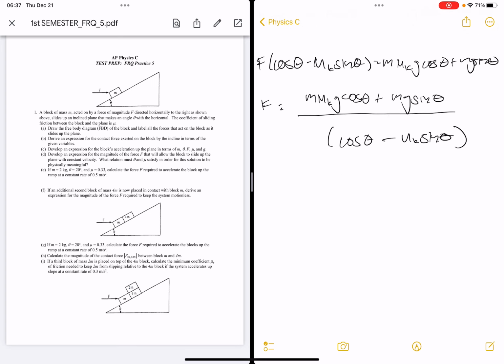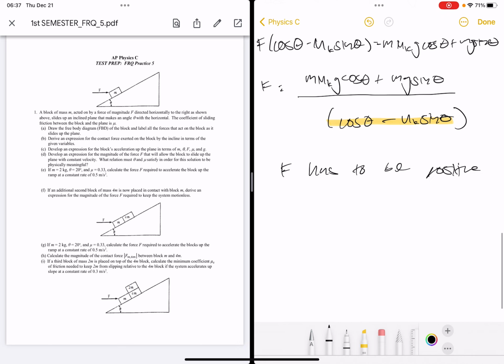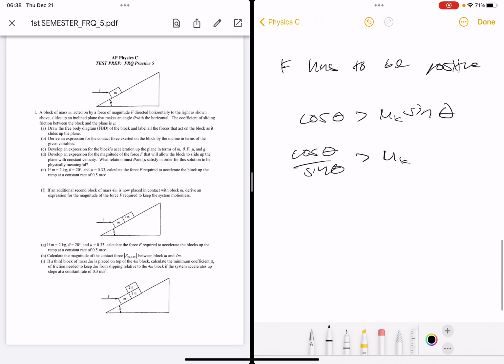So for this to be, what is it, physically meaningful, we know that F has to always be positive in order for it to move up the slope at a constant velocity. And when we look at the equation above, the only part that could make it negative is this. So in order to make sure that it always remains positive, we can just set cosine theta, the one on the left, to be greater than mu k sine theta, because we always want cosine to be greater in order for it to be positive when you subtract the two. And then just divide sine over on both sides, so then you get cosine theta over sine theta has to be greater than mu k, and that's the relationship between theta and mu k.